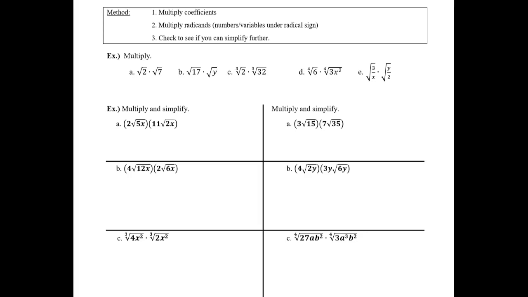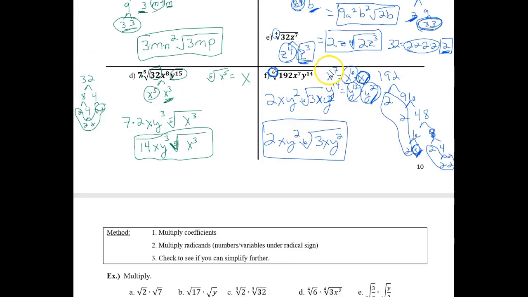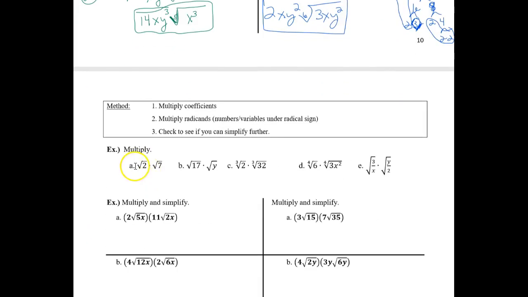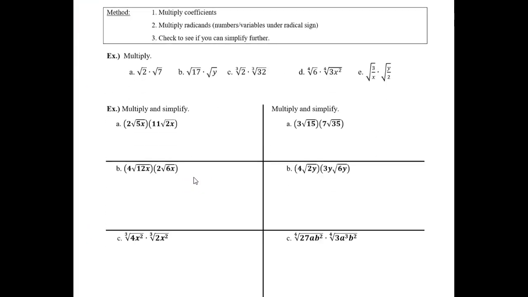Okay, so these first examples here, again, we're using that property. Before, we were taking what we had and splitting up everything that we wanted to take out. Now we're bringing it together under the same radical. So the square root of 2 times the square root of 7. They have the same index, meaning they are both square roots. So if they have the same index and it's being multiplied, I can bring them together and multiply them under the same radical.